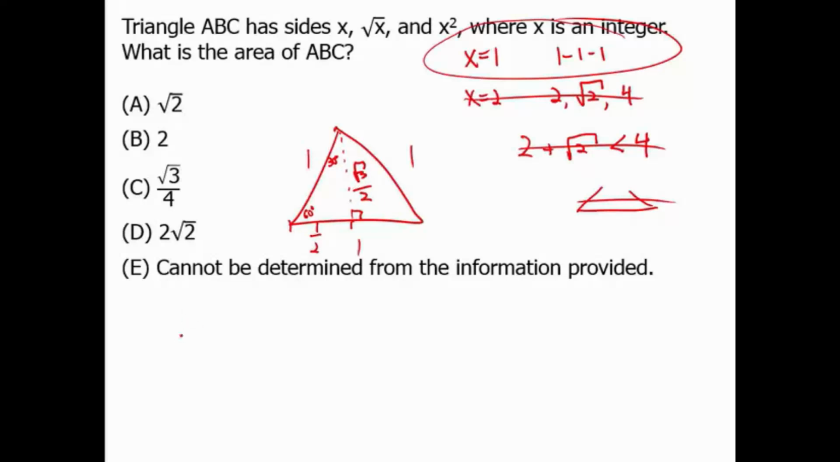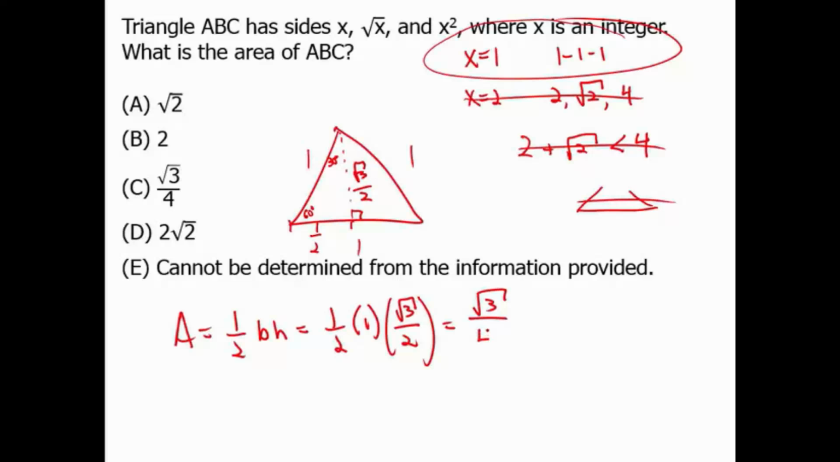And so now we can figure out area equals 1/2 base times height equals 1/2 times the base, the whole base, which is 1, times that height, which is that square root of 3 over 2. Multiply the numerators, we get square root of 3. Multiply the denominators, we get 4. And so the total area is square root of 3 over 4. Answer choice C.